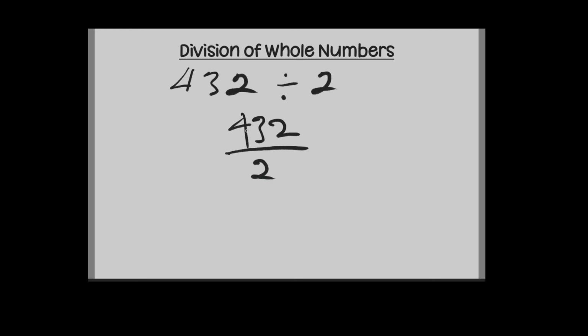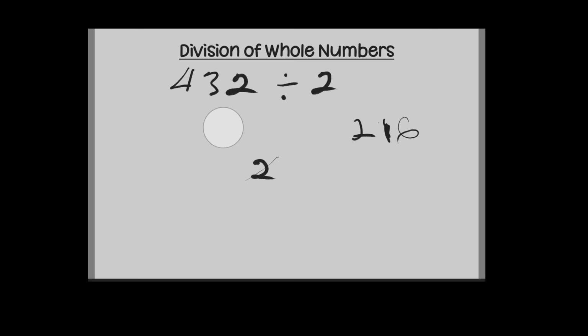432 divided by 2. So 4 divided by 2 is 2. So you're going to write 2. 3 divided by 2 is 1, and you're going to have a remainder, which is 1. So add that 1 to the 2, you're going to have 12. So now 12 divided by 2 is 6. So 432 divided by 2 is 216. But let's do the simpler way, okay? Let's do the simpler way right now.